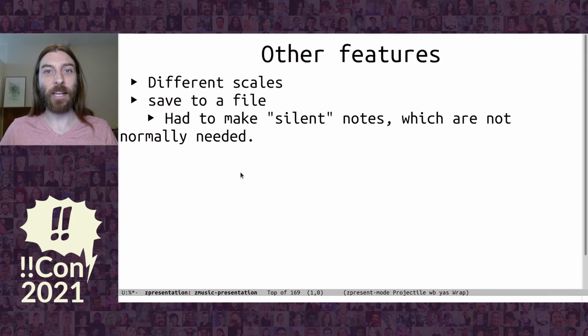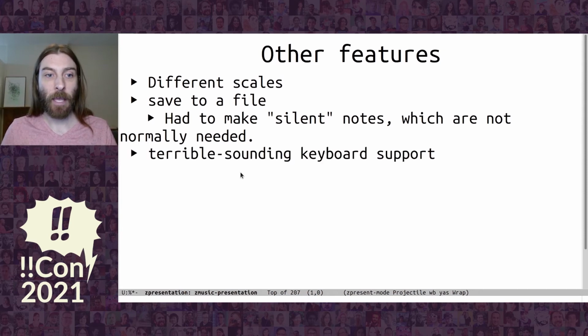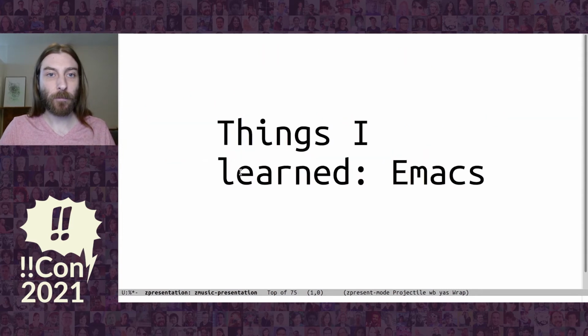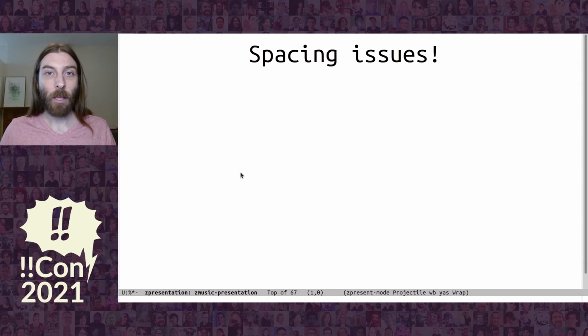And the interesting part here is that I had to make silent notes. Normally, if there's no notes on a beat, we just don't play anything for that time step. But if we're writing to a file, we have to put some data there to say, don't make any noise during this time period. And I also have terrible sounding keyboard support. You'll see why later. Here's some things I learned about Emacs. So spacing issues. Those things I was clicking on, those dashes in the beat, those are buttons in Emacs.